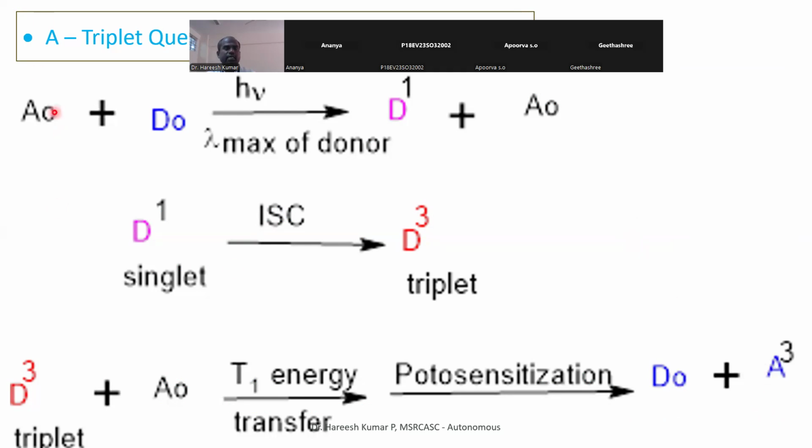Anyway, I will repeat once again. A0 means acceptor ground state. D0 means donor ground state. On irradiation with light, more particularly at the donor's maximum wavelength, the donor gets converted into singlet. Then this singlet undergoes intersystem crossing and is converted into triplet. The donor triplet then gives energy to the ground state acceptor, and after giving the energy, it comes to the ground state. After gaining energy, the acceptor is converted into triplet. This process is called photosensitization. I will go to the next slide.